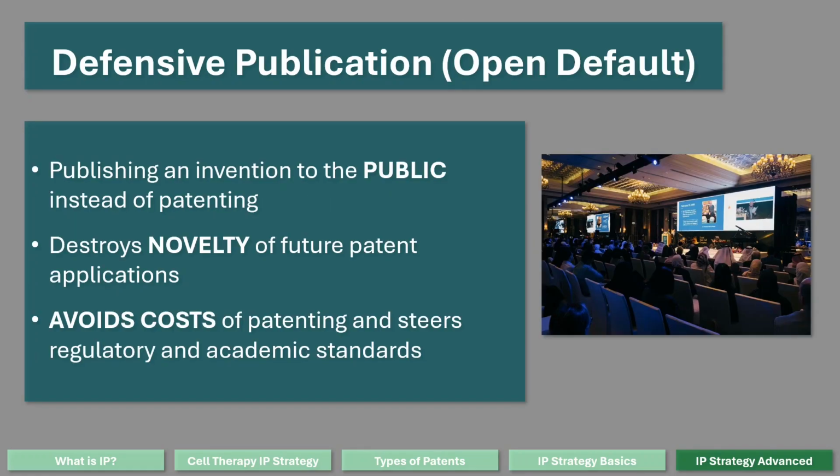A defensive publication, also known as an open default, refers to when a biotech intentionally discloses an invention to the public instead of patenting it. It usually does this by publishing their invention in an academic journal. The aim of a defensive publication is to destroy the novelty of future patent applications that may cover the same technological area. Biotechs use defensive publications if they want to avoid patenting costs and wish to steer regulatory and academic standards toward their preferred methods.